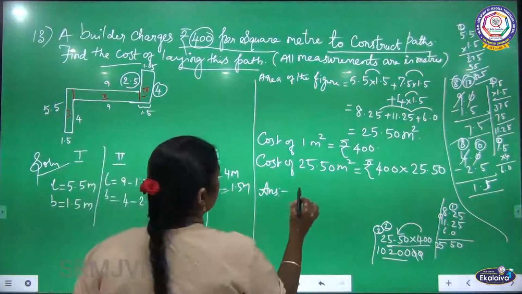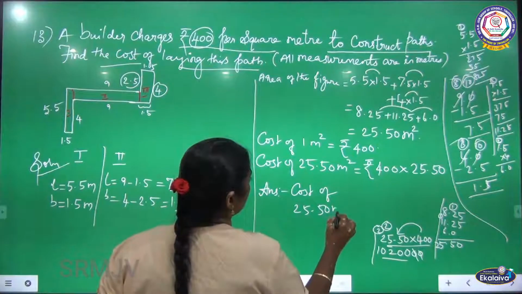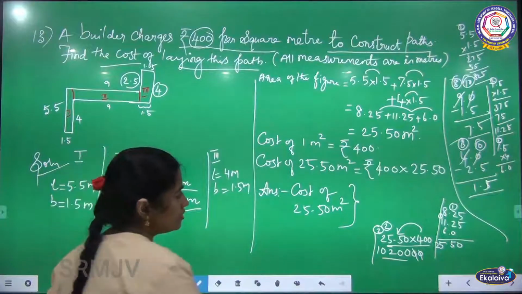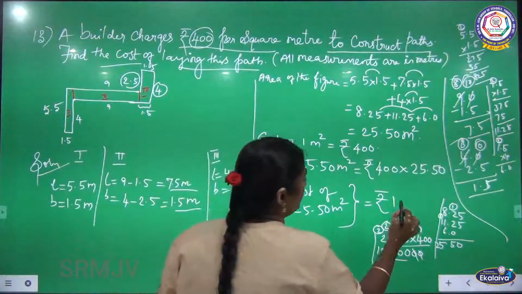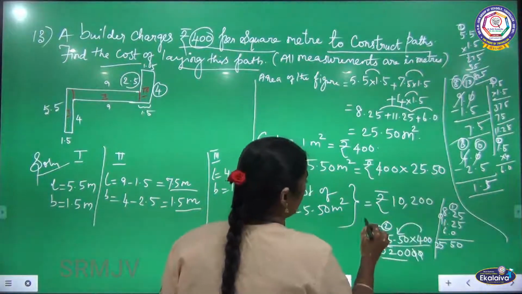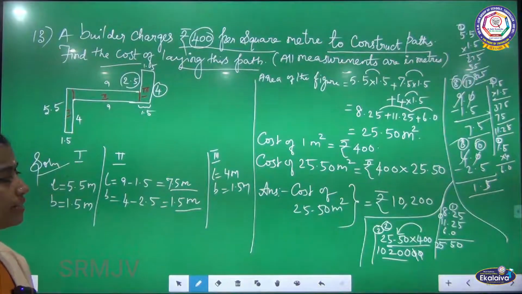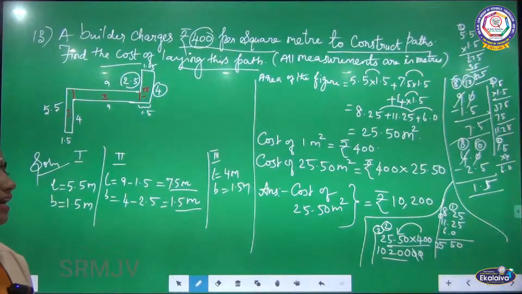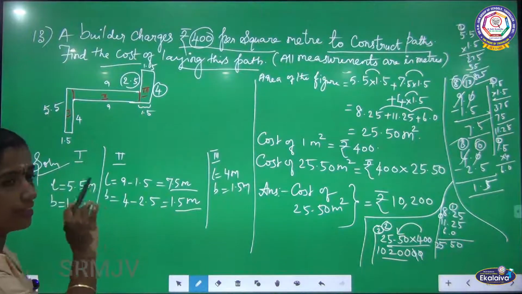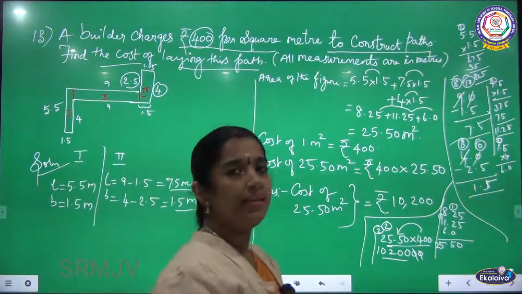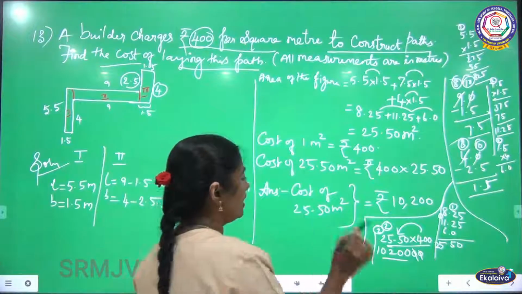What is my answer? Cost of 25.50 meter square is equal to, write the rupees symbol. What is that? 10,200. Got it? So cost of 25.50 meter square is equal to rupees 10,200. First step, find out the area for the figure. Afterwards, multiply that with what? 400. Once you complete that, you can get the answer.